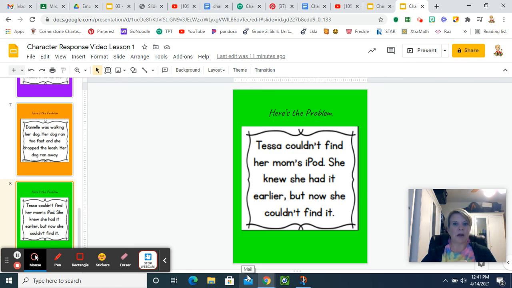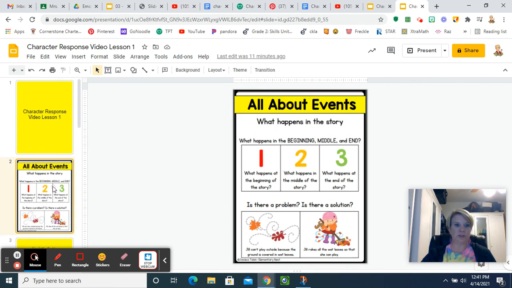All right, so remember, a problem or a challenge is something that needs to be solved. So you have to find a solution. And what we're going to do over the next couple of weeks is look at challenges, or problems, I should say, that characters face in the story. And they are going to have to find a solution to the problem.